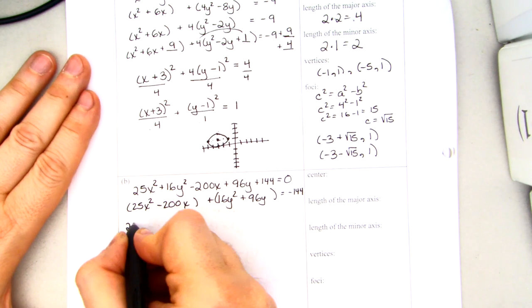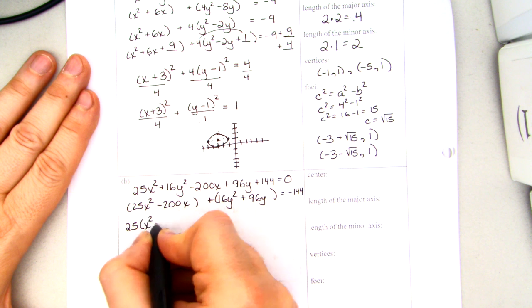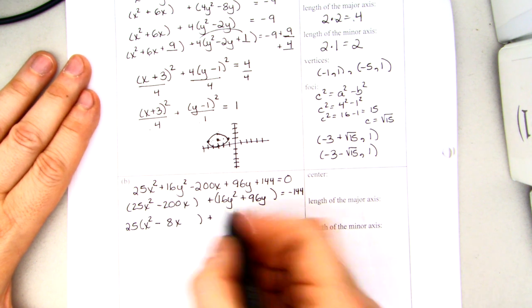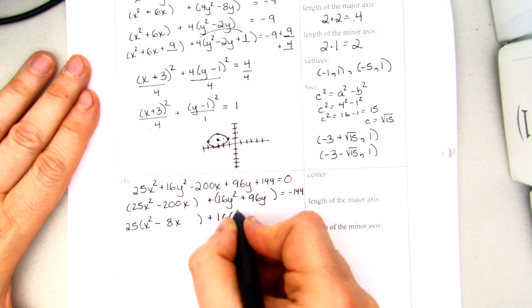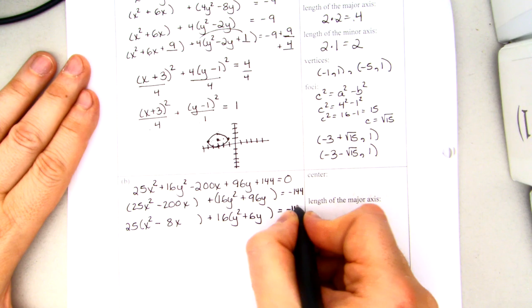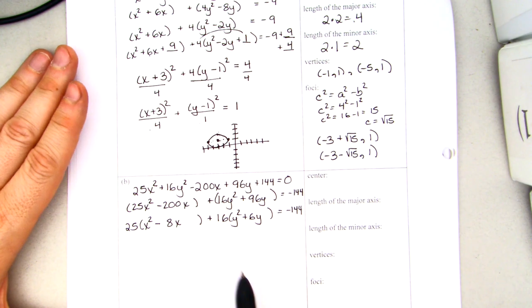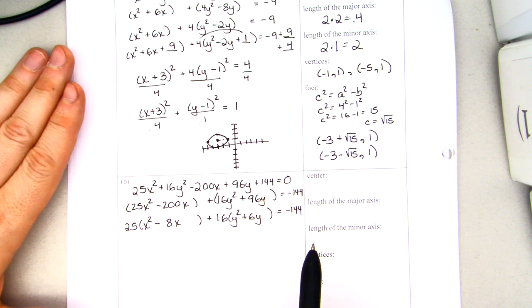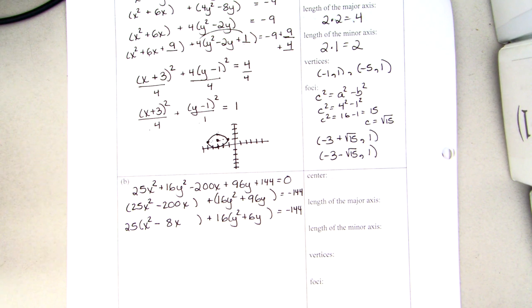Okay, I'm going to take out a 25 and say 25 times x squared minus 8x. And I'm going to take out a 16 and say 16 times y squared plus 6y equals negative 144. By the way, I've got to see this stuff. I've got to see you factoring things out, what you're adding in here, how you're balancing it on the other side. I got to see the algebra work on here.